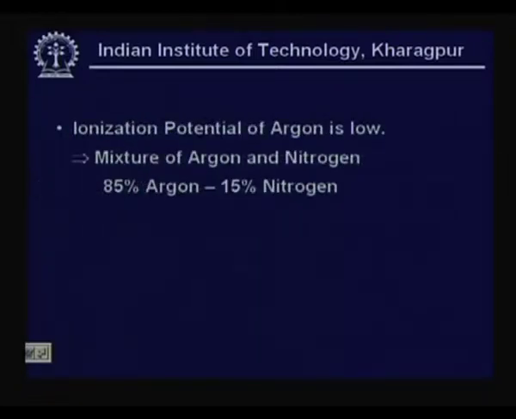That is the thing, and as I told you, it is the ionization potential which is low. That is the reason why a mixture of argon and nitrogen, 85-15, has been found to be very suitable. As already said, when the current flows, there is elevated temperature.